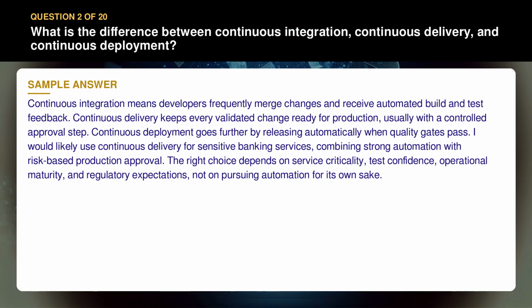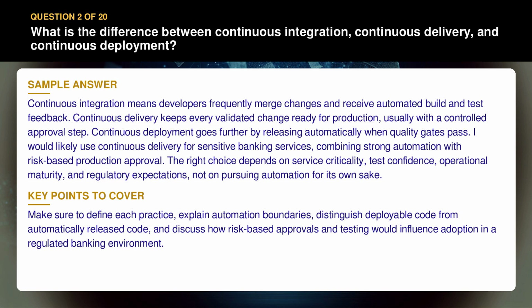I would likely use continuous delivery for sensitive banking services, combining strong automation with risk-based production approval. The right choice depends on service criticality, test confidence, operational maturity, and regulatory expectations, not on pursuing automation for its own sake. Make sure to define each practice, explain automation boundaries, distinguish deployable code from automatically released code, and discuss how risk-based approvals and testing would influence adoption in a regulated banking environment.